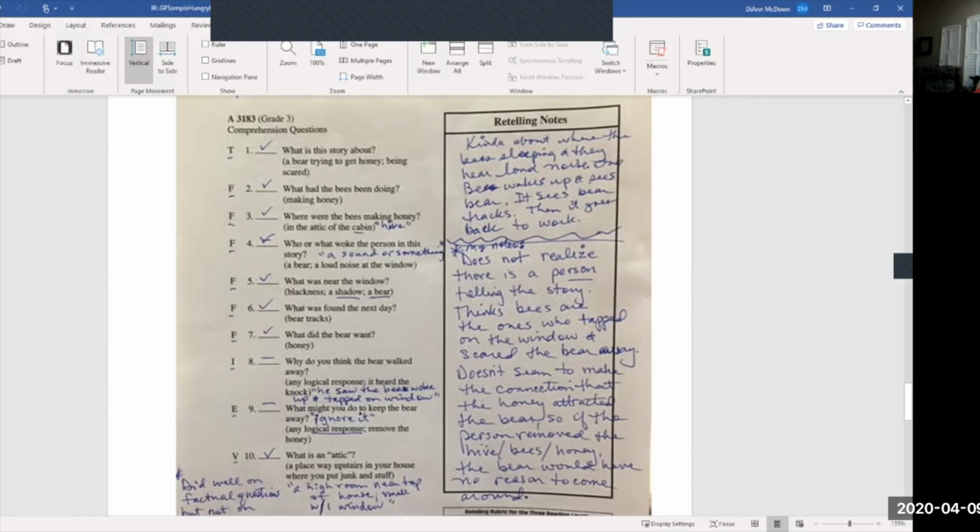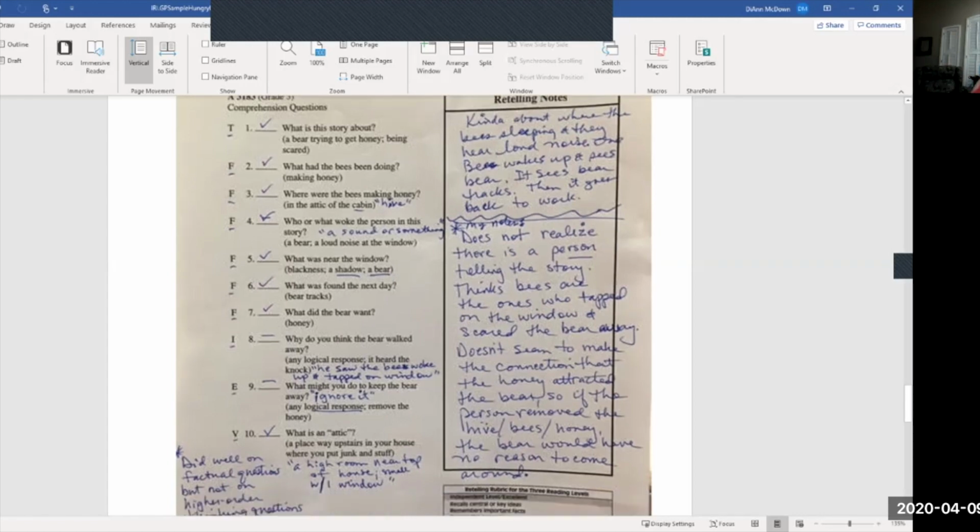If you're ever not sure about their answer and you're not sure what they're trying to say, you can probe for more information. Say, tell me more about that. Can you explain that to me a little bit? Then you can make a decision whether to give them credit. One thing I noticed is that on the factual stuff, like that they were making honey, what an attic was, and what woke them up, a sound, things like that, she did well. But whenever it was higher order thinking types of questions, she really struggled with that.